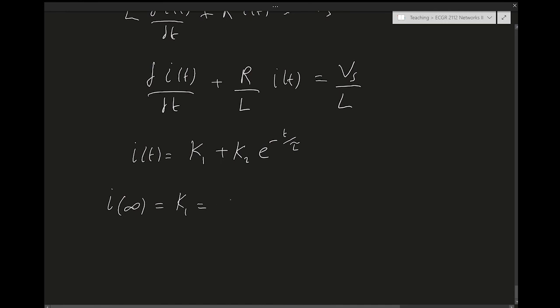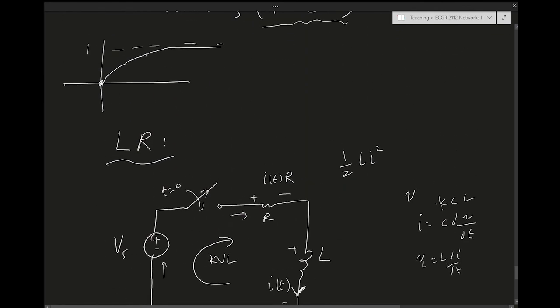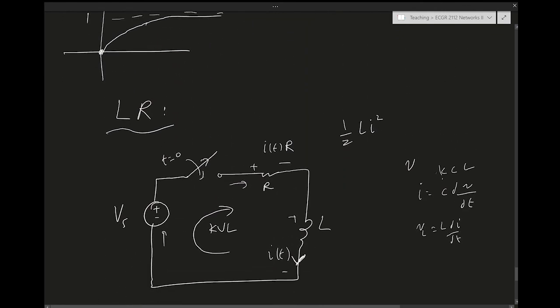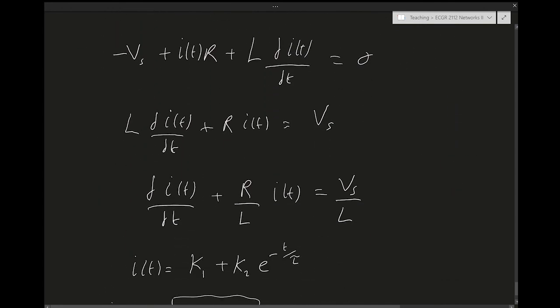So K1 is Vs over R. We found K1 already. And the initial condition I'm going to pick here is that when the switch is off, the circuit is open. So this is easy. The initial condition is going to be 0, it has to be 0.